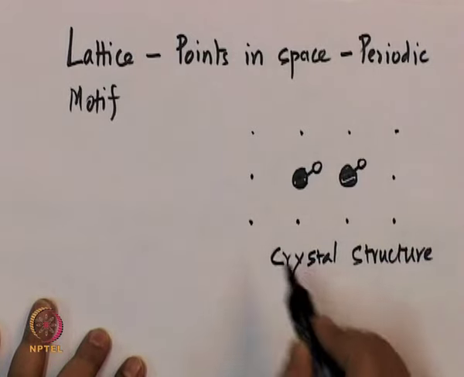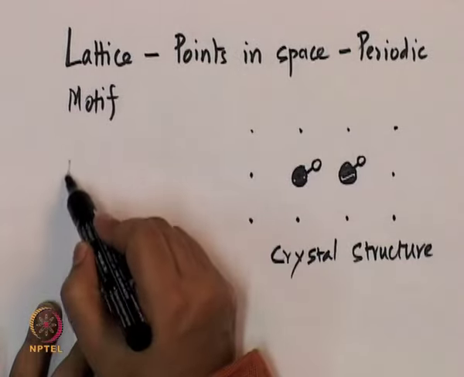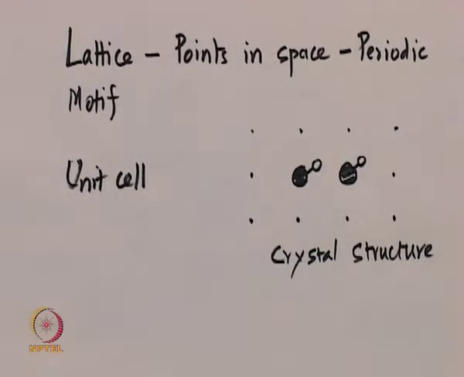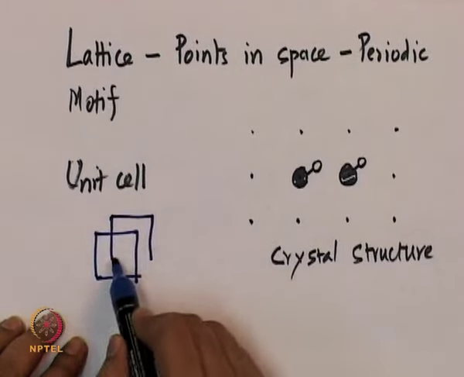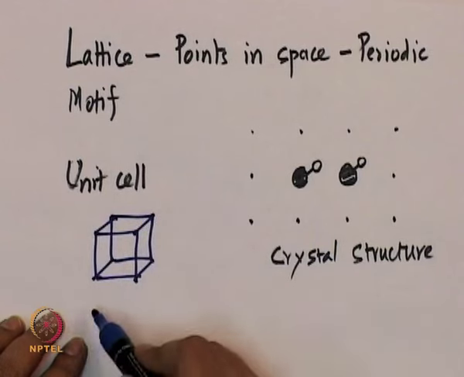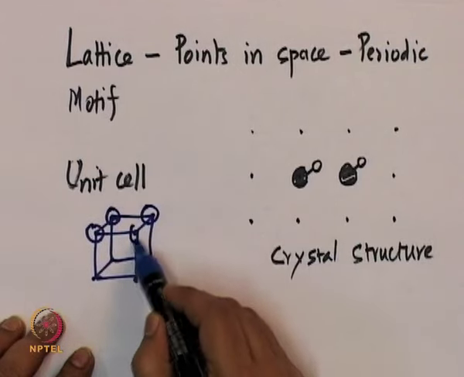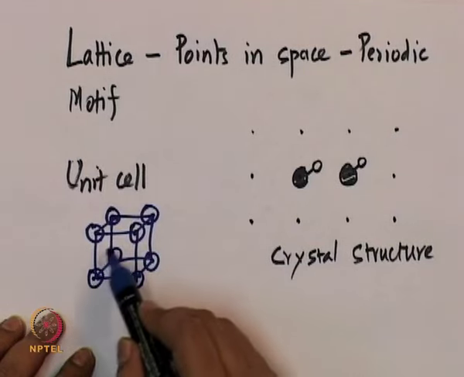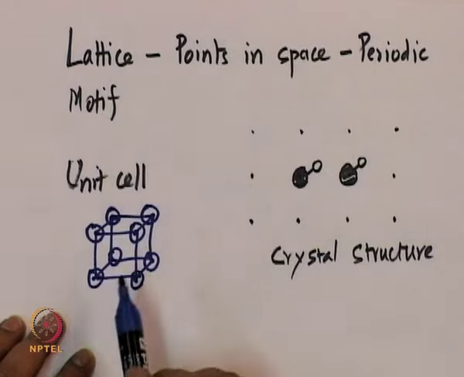So, this crystal structure can then be explained in terms of what is known as a unit cell. There are many different unit cells. For example, the simple cubic unit cell is a box like this, a cube, which has atoms probably at every point. Note that this could be an atom, this could be a molecule, anything that you can put, but for simplicity's sake I am just taking atoms and putting them at the lattice positions. So, this is a unit cell.